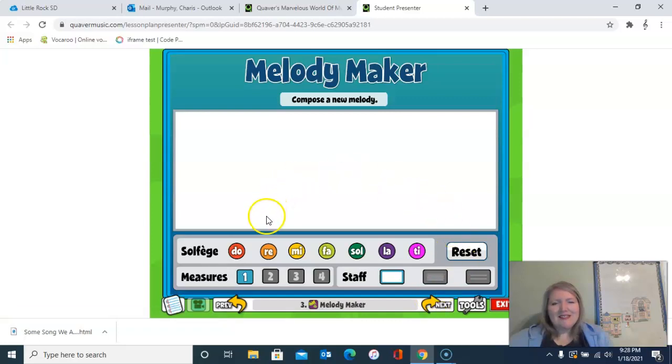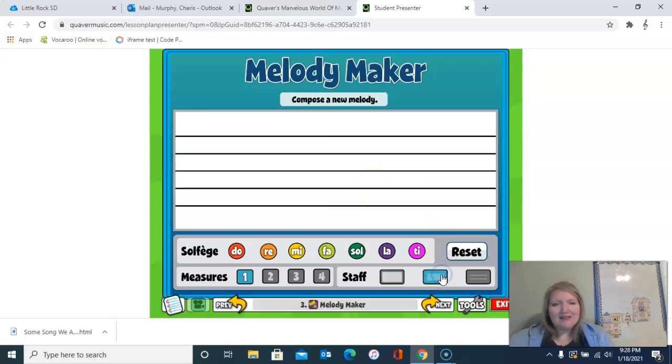Okay, and this is called Melody Maker, and I did not mean to leave this in here. So if you want to play around with this, you can. I think this is what I was going to do. Maybe this is what I was doing. I was going to show it to you on a staff. I guess now I remember what I was going to do with it.